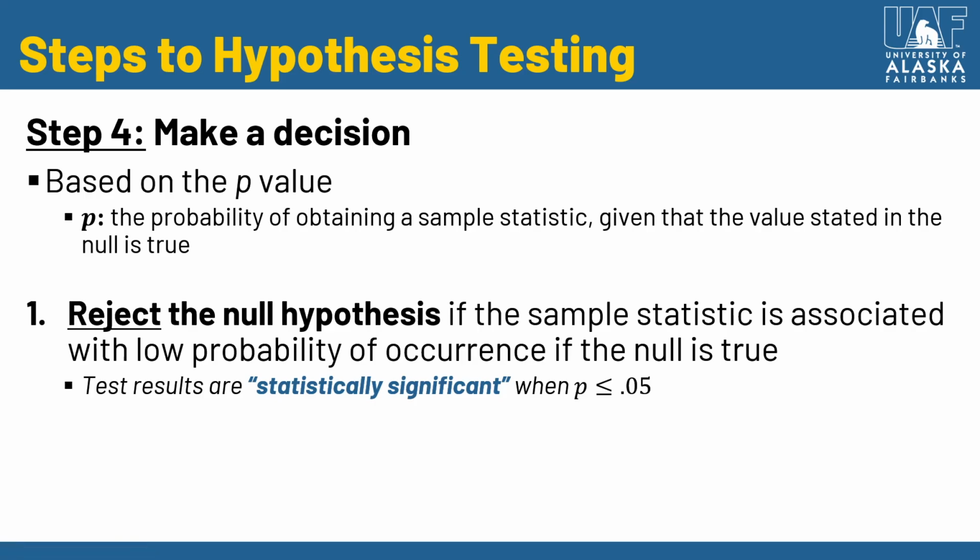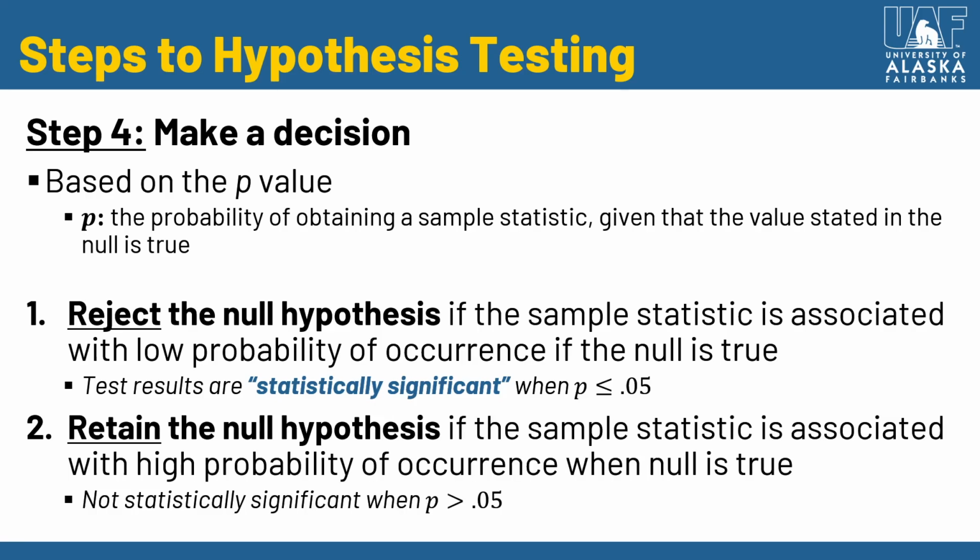That's generally our cutoff. It really just depends on what criterion you decide on, what your alpha level is. But like I said, in social science research, almost all the time we'll look at p less than 0.05. In fact, the only time it would change is if we're looking at a lower p-value, like 0.01 or 0.001. And if our results are not statistically significant, if we get a p-value that's greater than 0.05, generally we retain the null hypothesis. This means that the sample statistic is associated with a high probability of occurrence when the null is true.